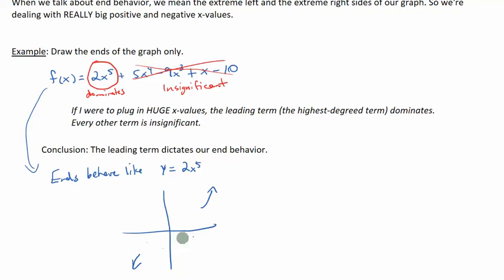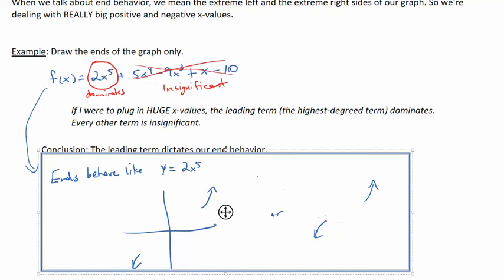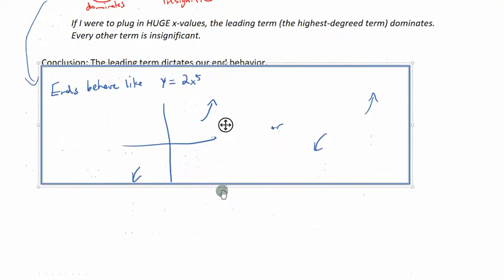Sometimes books will not write the axes, so it could be written as the left end curving down and the right end curving up like this, with no connection in the middle. So either way, that is the end behavior of this function dictated by the leading term. So that's our answer. Those are the ends of our graph. Let's do another example.